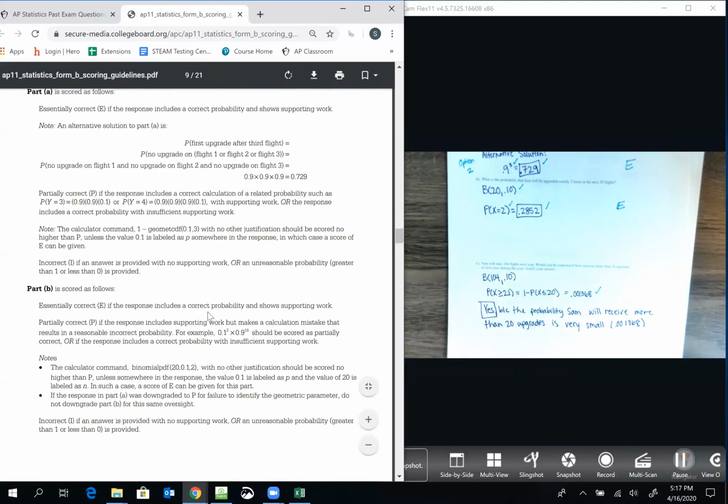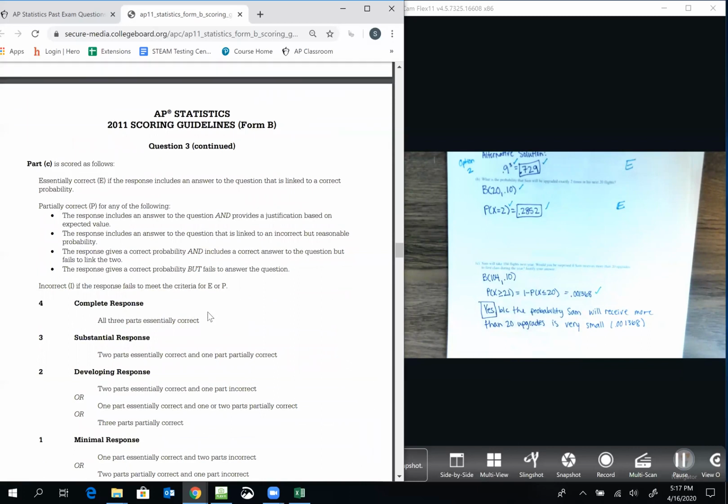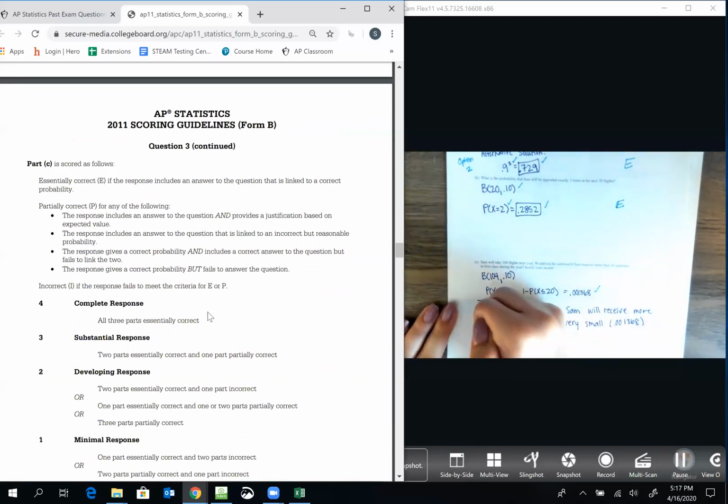For part C, essentially correct if the response includes an answer to the question that is linked to a correct probability. So I got a correct probability and then I said yes, but you need to explain your answer. You can't just say yes with the probability. Yes, because the probability Sam will receive more than 20 upgrades is very small. And I indicated that that probability was 0.0014 here.